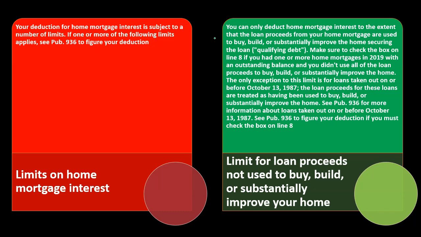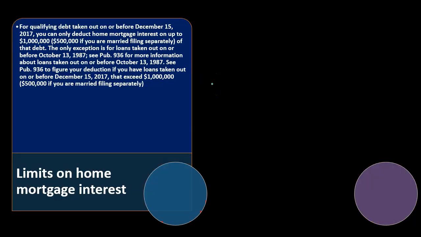Make sure to check the box on line 8 if you had one or more home mortgages in 2019 with an outstanding balance and you didn't use all the loan proceeds to buy, build, or substantially improve the home. The only exception to this limit is for loans taken out on or before October 13th, 1987. The loan proceeds for these loans are treated as having been used to buy, build, or substantially improve the home. See Publication 936 for more information about loans taken out on or before October 13th, 1987. See Publication 936 to figure your deduction if you must check the box on line 8.